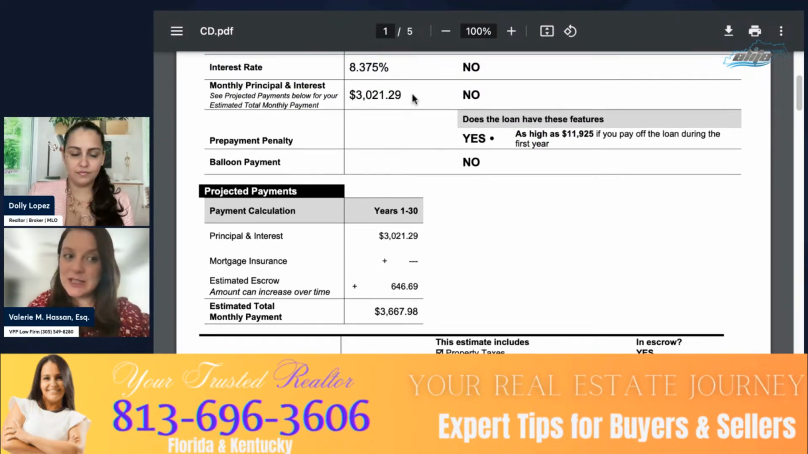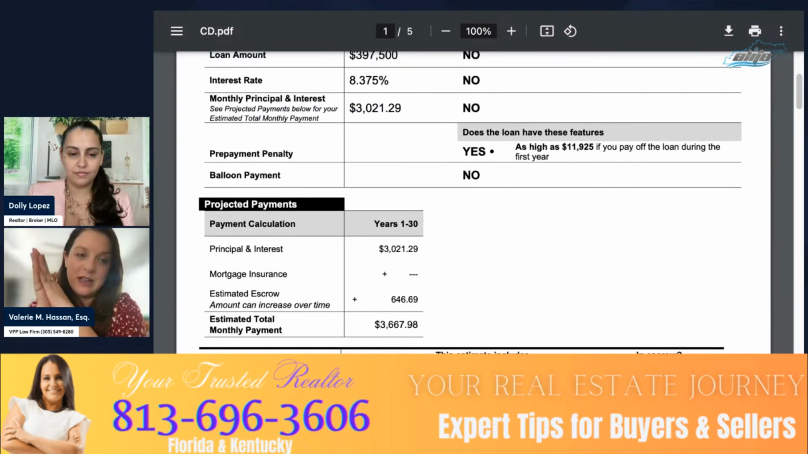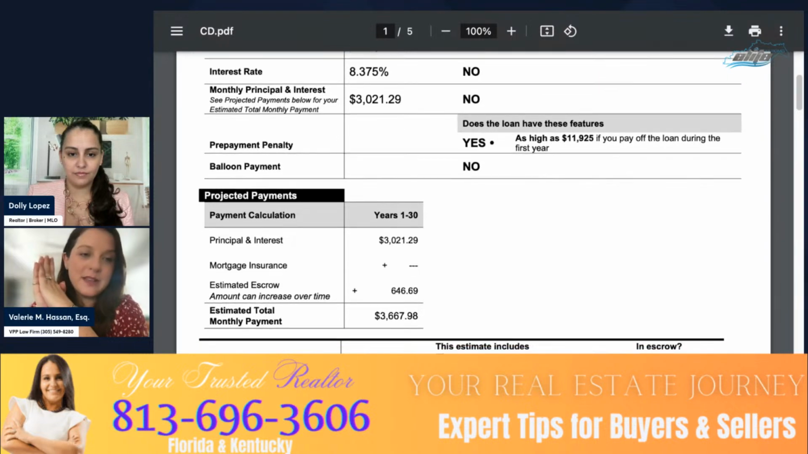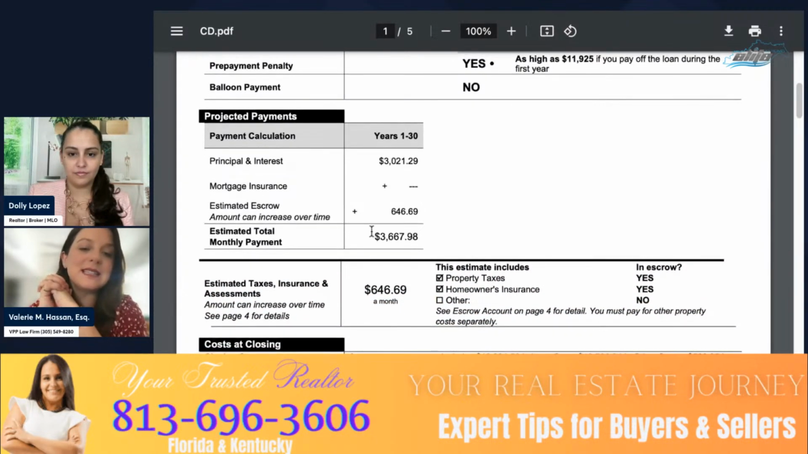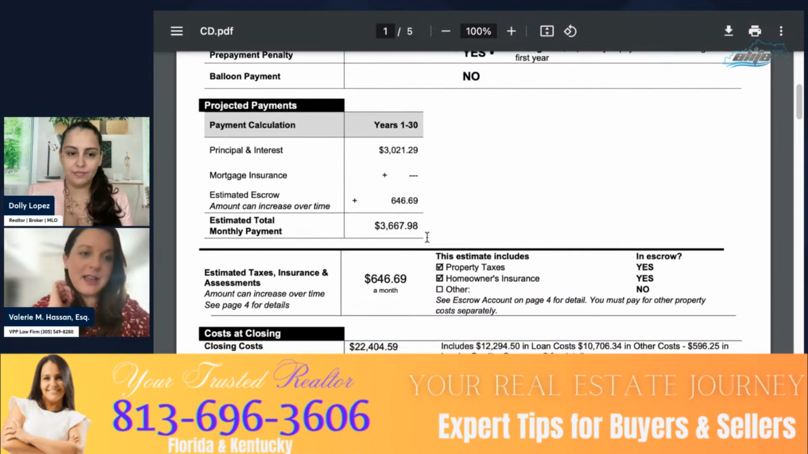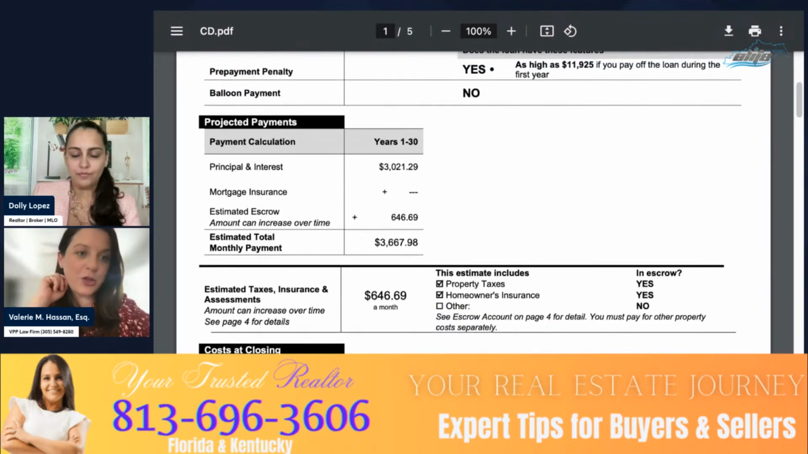that is not your monthly payment. That is just your monthly payment as it relates to the principal and interest of the loan amount. But if you look at your projected payments and it says an estimated total monthly payment of 3,667 with 98 cents, now that will be your monthly payment, and you'll see that it's going to be the same for 30 years.